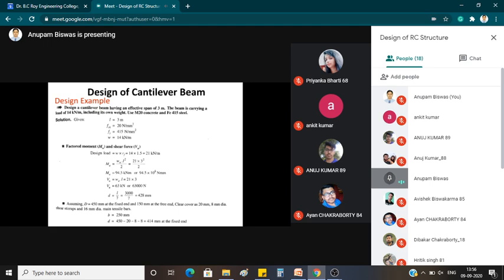Now let us assume the overall depth of the beam. We have to check the cross section of the beam that we have considered, and also check the quantity of reinforcement that we are going to calculate against the minimum criteria.